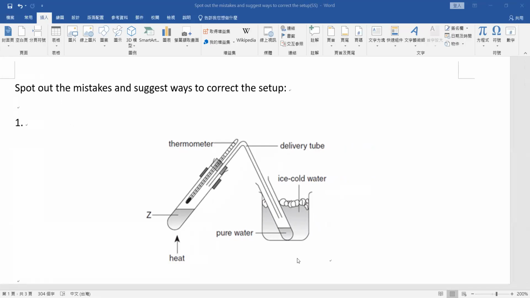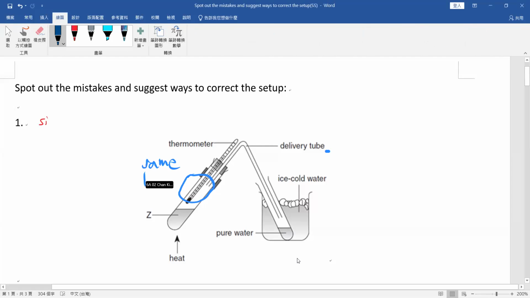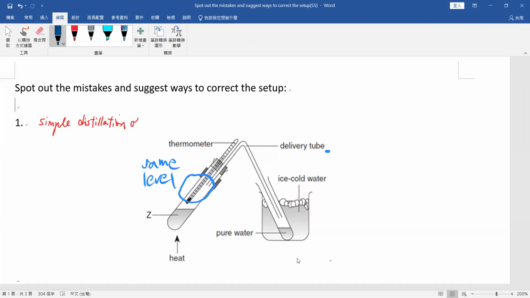First question, what is that setup? What is it called? Simple distillation. Simple distillation, yeah. And just follow the mistake. The bulb of the thermometer is a lot lower than the delivery tube.